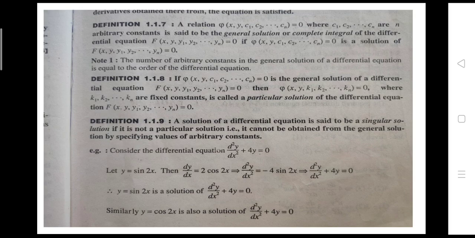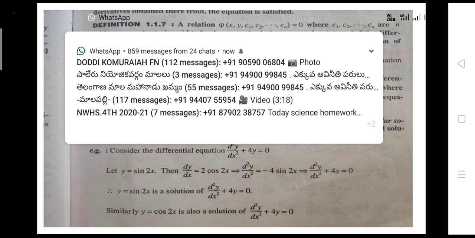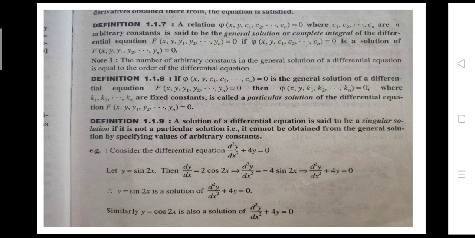Note 1. The number of arbitrary constants in the general solution of a differential equation is equal to the order of the differential equation. That means if one constant is there, the differential equation is first order. If two constants are there, it is a second order differential equation. If n constants are there, it is an nth order differential equation.